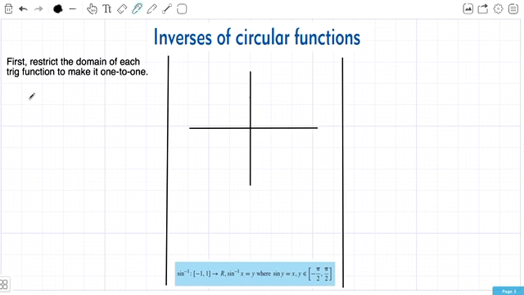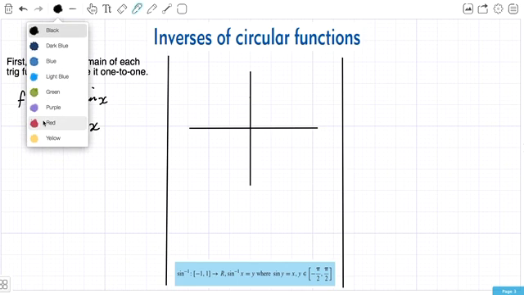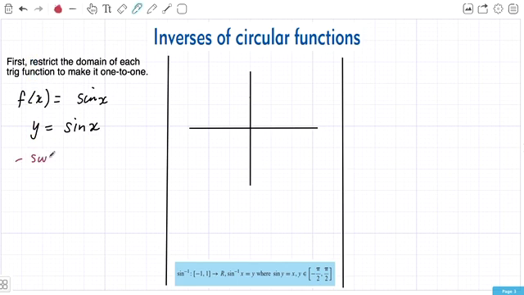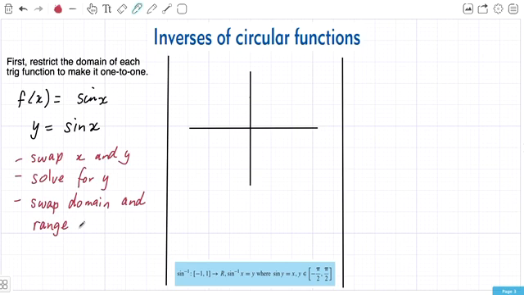So the first thing we're going to do is look for the inverse of the function sine of x. I'm just going to write that as y equals sine of x. Now remember that for inverses we need to do three things. We need to swap x and y. We need to then solve the function that we have for y. And we also need to swap the domain and the range of our function. The reason for that is when you swap x and y, you're swapping the x and y in the domain and range as well, so they actually swap over.